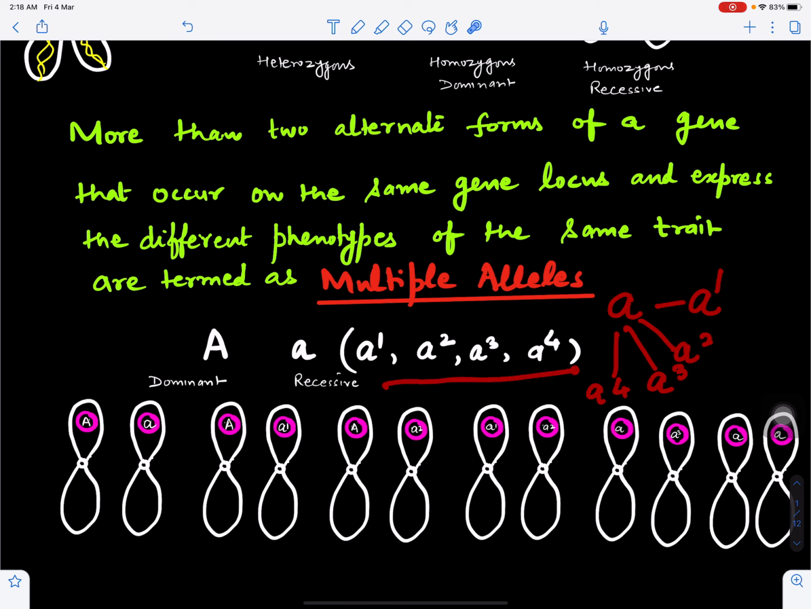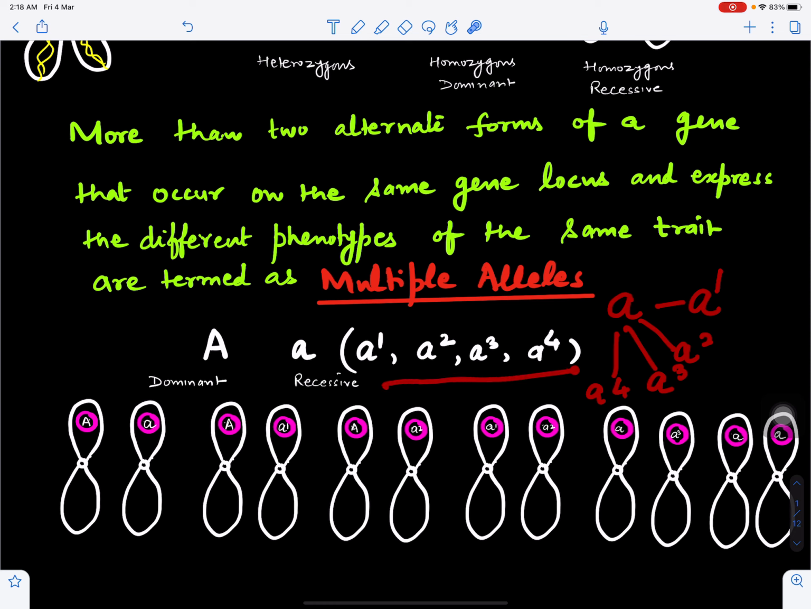Capital A, small a1. This may have capital A and small a2, or this may have capital A, capital A. This may have small a1. So, one organism will have only one type of allele on a chromosome. Two alleles may not occur on the same chromosome. Out of the two, one may be dominant, second may be recessive. That can occur. Both may be dominant, both may be recessive. So, these are the different characteristics of multiple alleles.